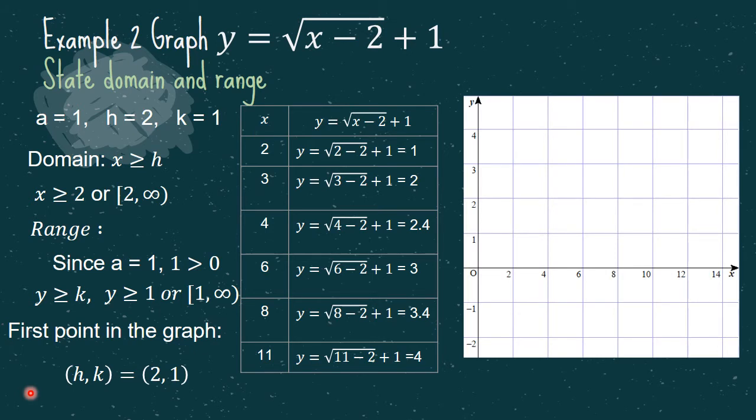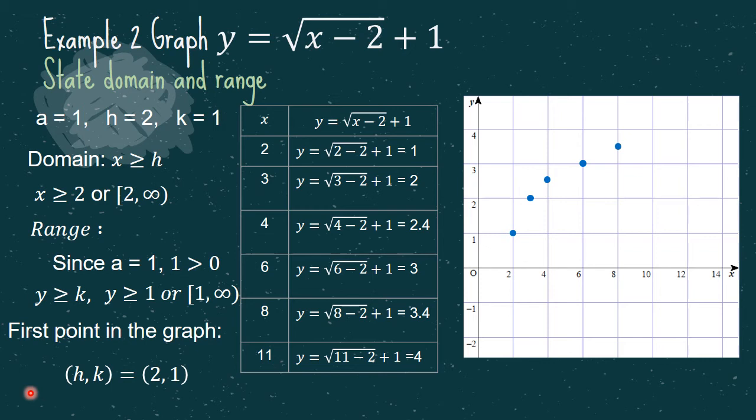So here we have the table of values, and what we're going to do is to plot the points. Let me plot first the point 2, 1. Then, I'm going to plot the point 3, 2. Here we have the graph. Next, we're going to plot the point 4, 2.4. Then we can plot the point 6, 3. Then we can continue with the point 8, 3.4. And the last point that I have here, 11, 4.